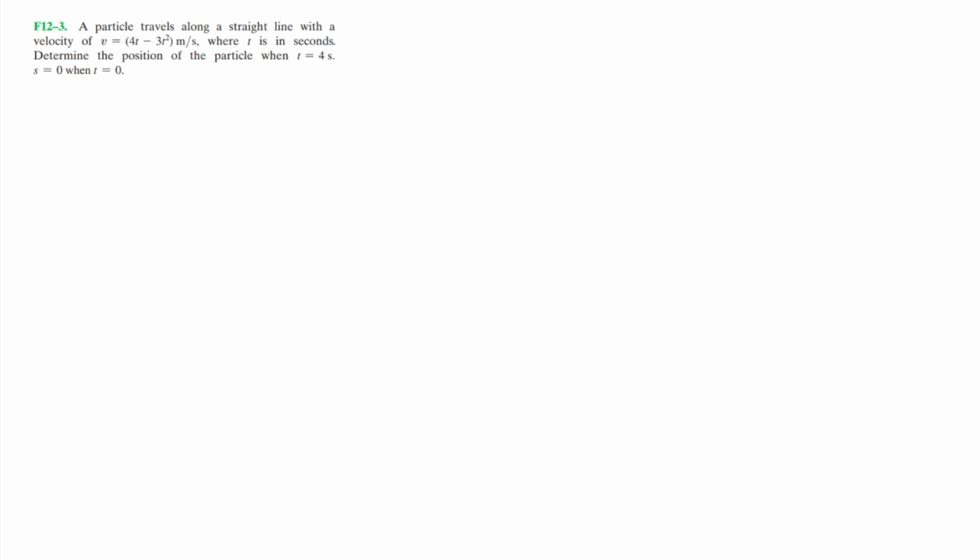Fundamental problem F12-3 says a particle travels along a straight line with a velocity of v equals 4t minus 3t squared meters per second, where t is in seconds. Then, we're asked to determine the position of the particle when t is equal to 4 seconds. We also know that s equals 0 when t equals 0.